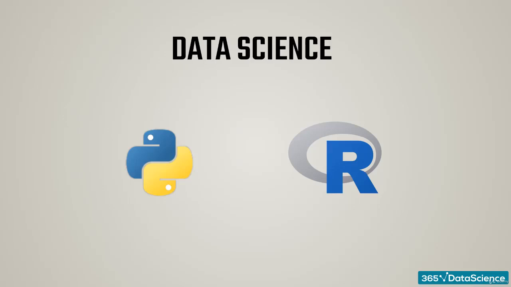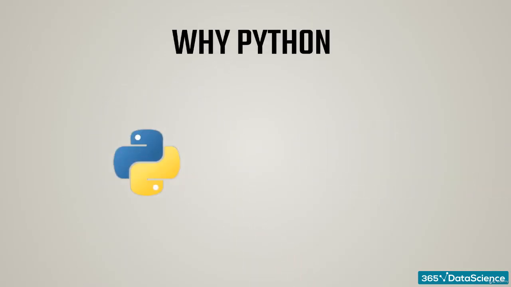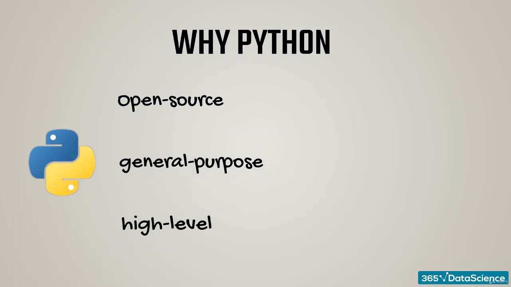Python and R are probably the two most widely used languages in data science. This course uses Python, and now we will see why. There are actually very few arguments against this usage. It is an open source, general purpose, high-level language. I would like to quickly go over these points.